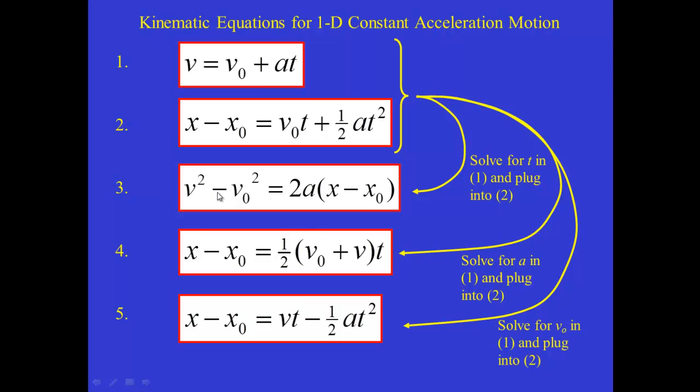For example, equation number 3 does not have time. Right? Equation number 4 does not have acceleration. And equation number 5 does not have v0, the initial velocity. So they can be useful for certain kinds of problems depending on what kind of information is given to us. And you'll just have to get some practice working with different kinds of problems, identifying the given quantities, the unknown quantity, and then figuring out which equation to use.